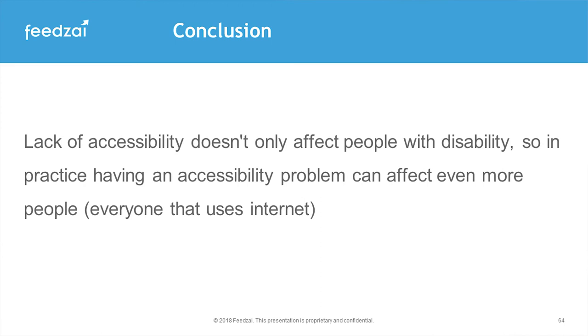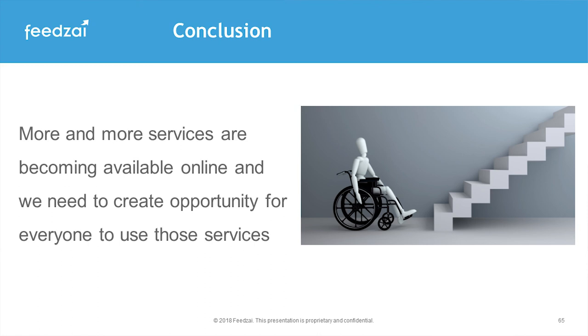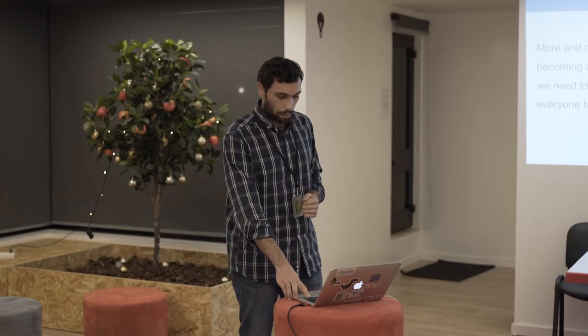If you recall the definition of accessibility, it's not just for people with disability. It's for everyone. In practice, not having an accessible website affects all of us who use the website. We are seeing a trend of more services being made available online, and you want them to be used by everyone. So let's not leave some people out.